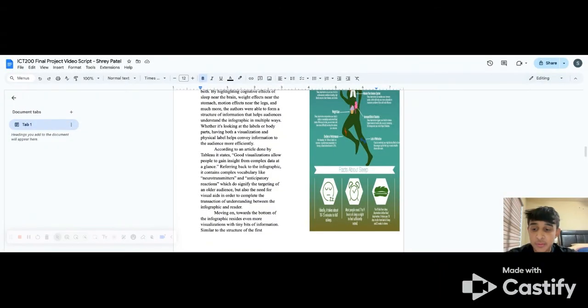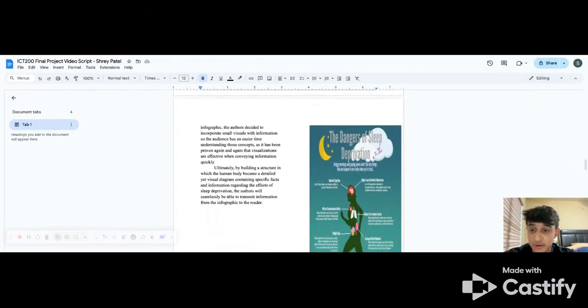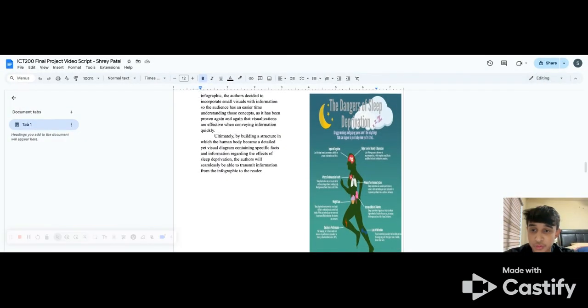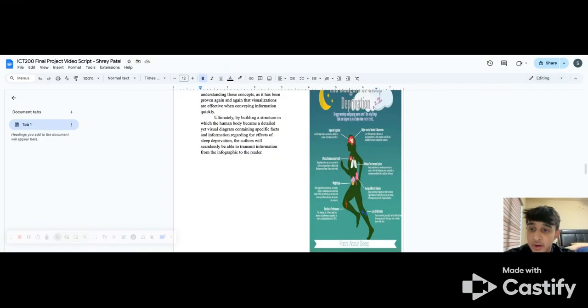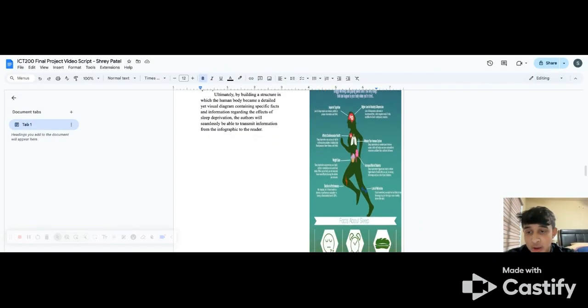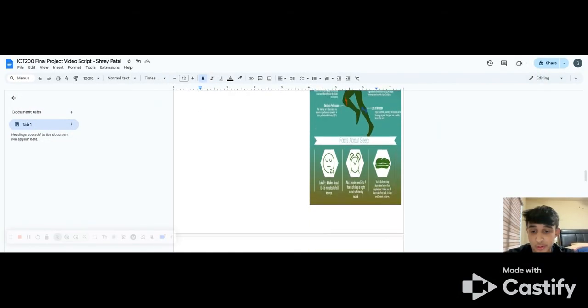Moving on, towards the bottom of the infographic resides even more visualizations with tiny bits of information. Similar to the structure of the first infographic, the authors decided to incorporate small visuals with information so the audience has an easier time understanding those concepts, as it has been proven again and again that visualizations are effective when conveying information quickly. Ultimately, by building a structure in which the human body became a detailed yet visual diagram containing specific facts and information regarding the effects of sleep deprivation, the authors will seamlessly be able to transmit information from the infographic to the reader.